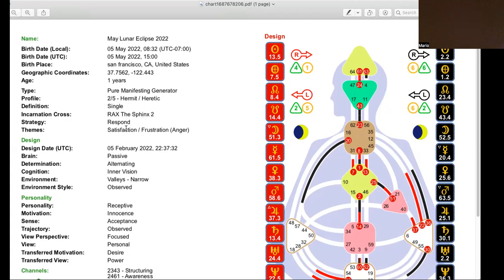Strategy as a manifesting generator is to respond in the energy field and to initiate and live life in response. And the particular themes of a manifesting generator are going to be satisfaction versus frustration, and I would say anger, being that the manifesting generator has attributes of both a generator and a manifester.